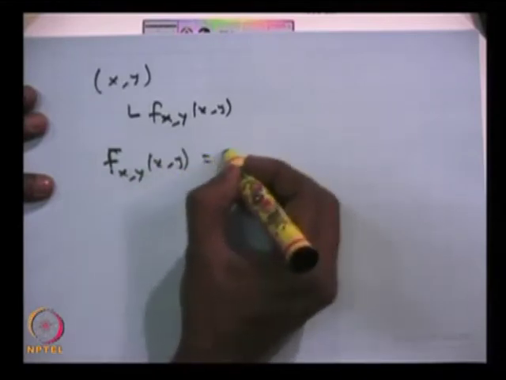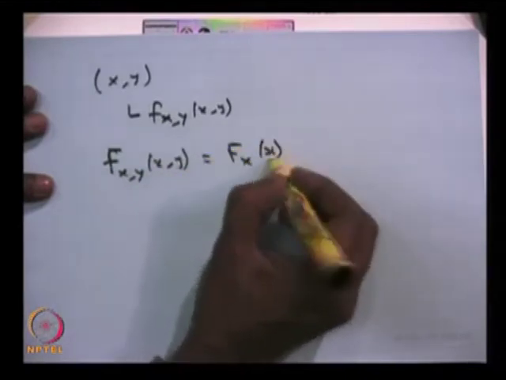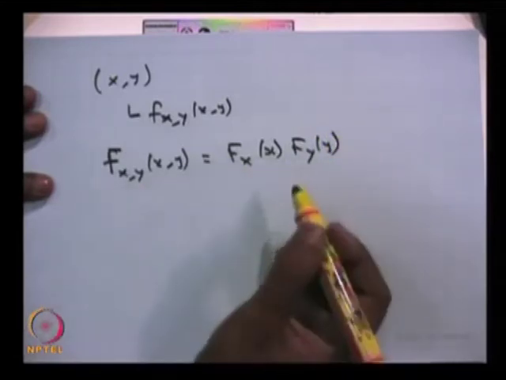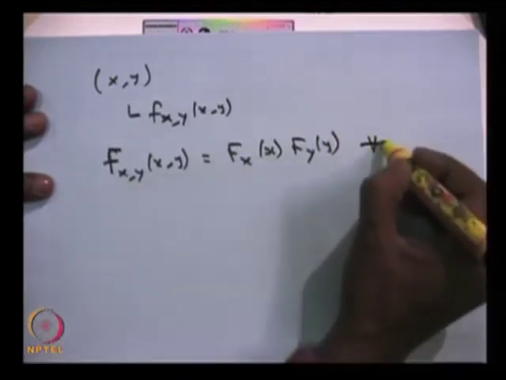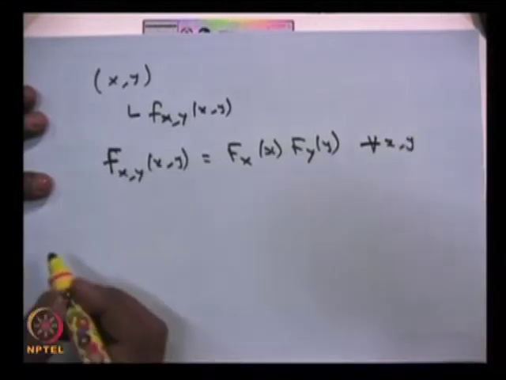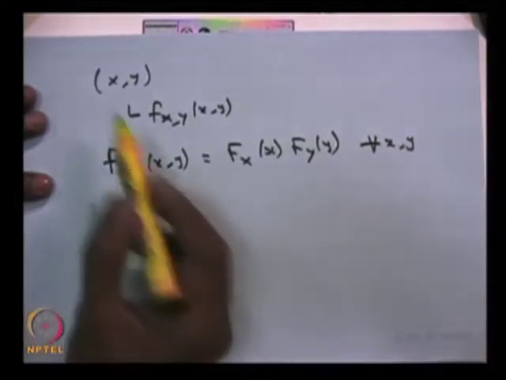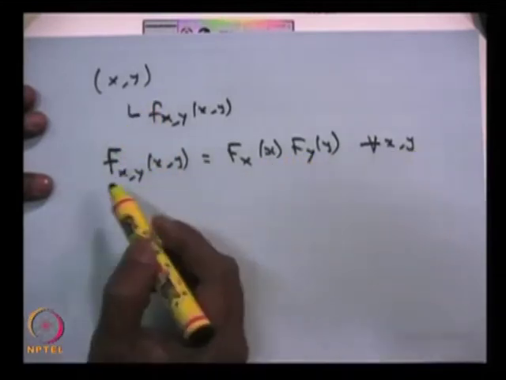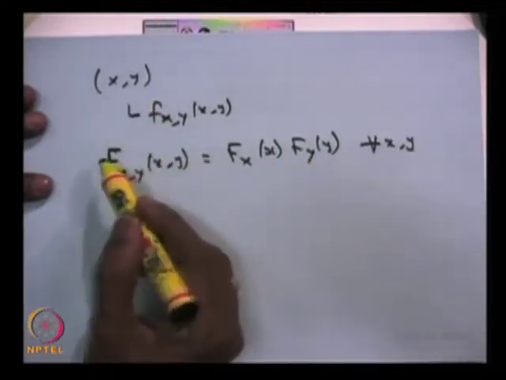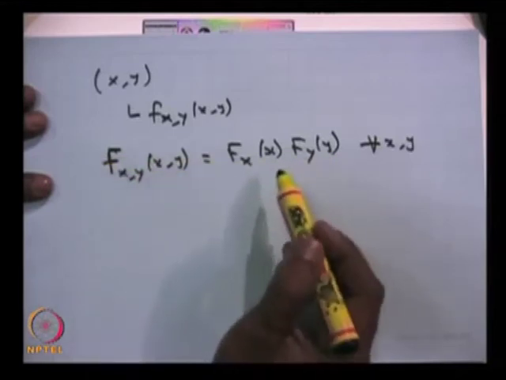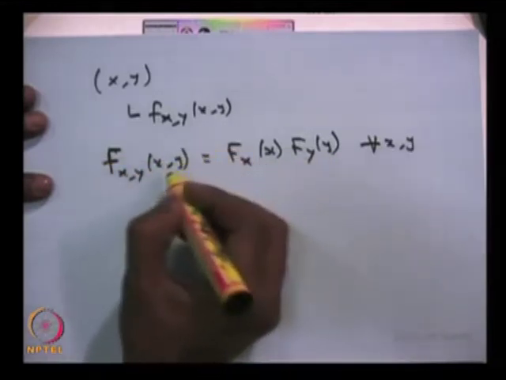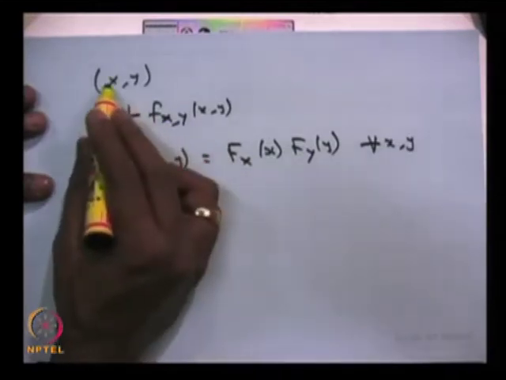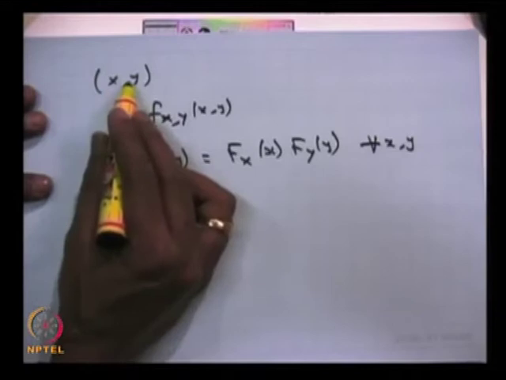random vector is the same as the product of the CDFs of the individual random variables, whether it is a discrete random variable or a continuous random variable, and this is valid for all x comma y. That means if this is satisfied for all x comma y, the joint CDF is the same as the product of the CDFs. This is basically an if and only if condition. If this condition is satisfied, then both the random variables are called independent random variables.